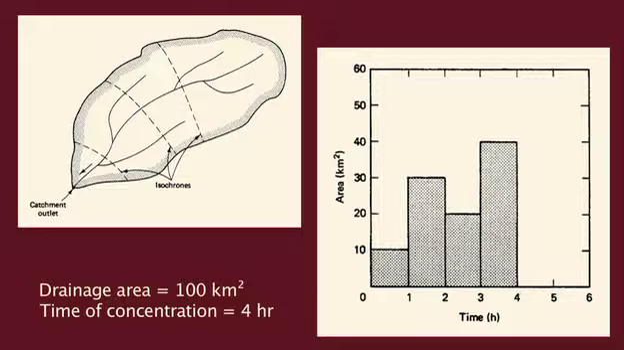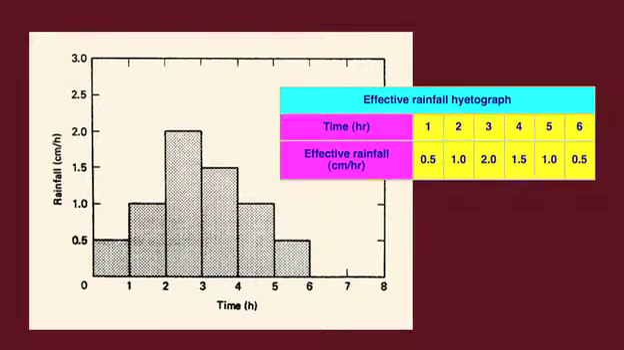The application of the time area method is illustrated by the following example. A 100 kilometer square catchment has a time of concentration of 4 hours with isochrones at 1 hour intervals, resulting in the time area histogram shown here. A 6-hour storm has the effective rainfall hydrograph shown here. The computational procedure is shown in this table.